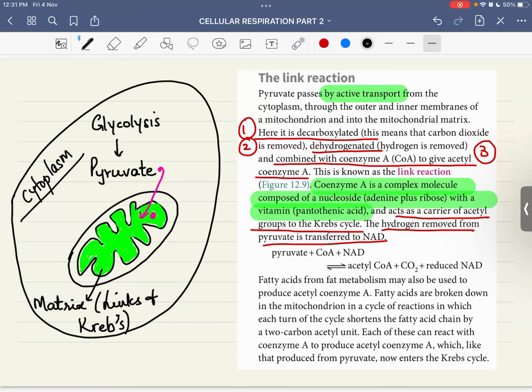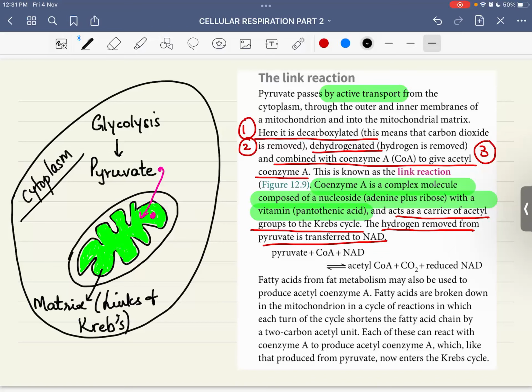So this means the link reaction is the shortest reaction that takes place inside the matrix of the mitochondria. Essentially, what are the points that an A2 student needs to remember? Point number one, the way pyruvate enters the mitochondrion is through active transport, so energy has to be spent. Second point, what happens to pyruvate over here? It is decarboxylated, so carbon dioxide is removed from it, and it is dehydrogenated also. Hydrogen is also removed.